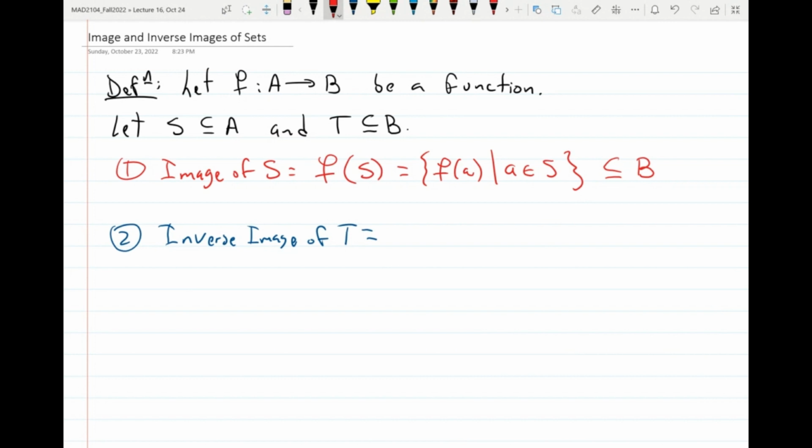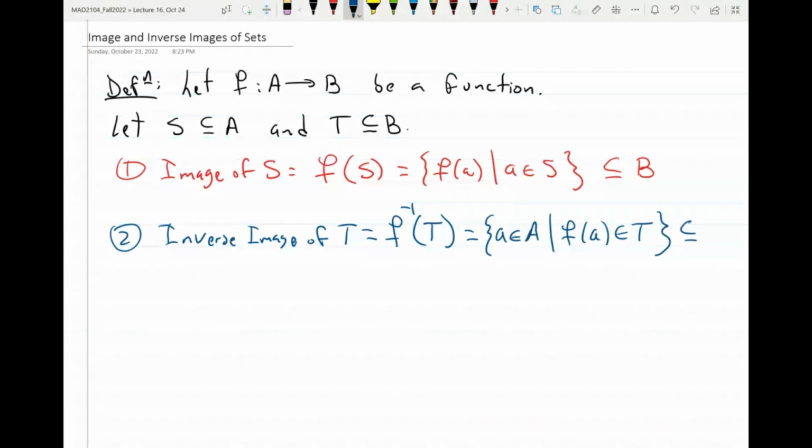Now the inverse image of a set, the notation is, as you probably expect, we use the inverse function notation, but it's not a function. Okay? So the inverse image of T, this is how we write it. So what is this? These are elements in A, so that when you apply the function, they go to T. Okay? So these are the elements in A, such that when you do f of a, that belongs to T. This is a subset of what? This is a subset of A.